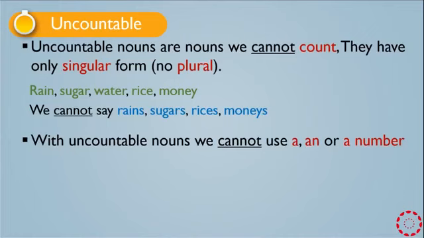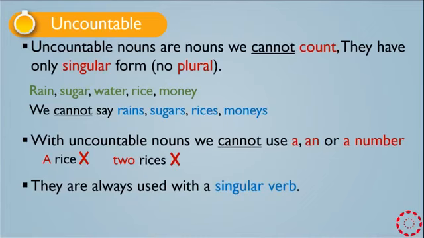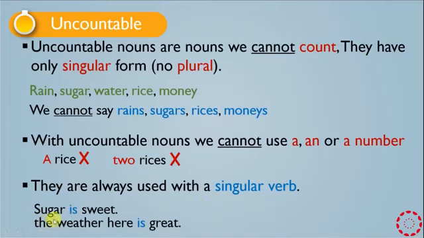And also, with uncountable nouns, we cannot use a, an, or a number. Look at this example. We cannot say a rice. And also, we cannot say two rices. They are wrong. We have to say rice, just rice. And they are always used with singular verbs. Sugar is sweet has a singular verb, and in the second example, the weather here is great, is also a singular verb. We cannot use plural verbs with uncountable nouns.